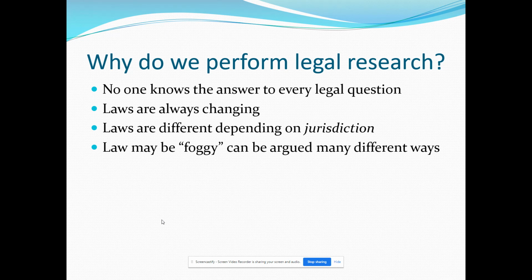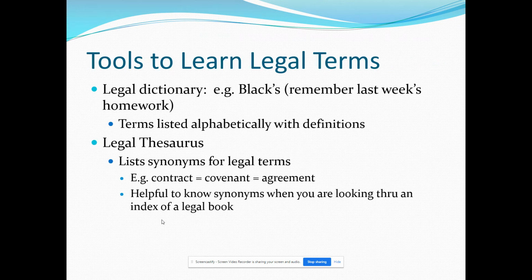Maybe you have a case, an issue that is in one area or jurisdiction. Laws are different depending upon what jurisdiction you're in. And the reason why we need legal professionals is that the law is foggy and can be argued in many different ways, which you can see might be why new Supreme Court justice appointments are very fervently protected or argued about. So that's kind of why we have to do this.